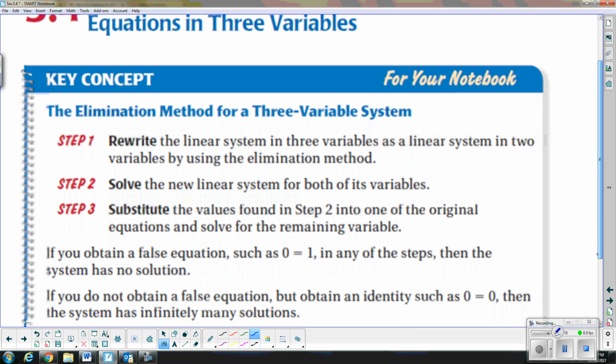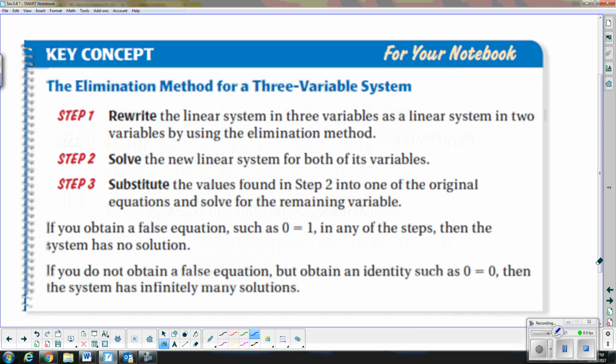Okay, if you look at this cutout, the key concept cutout, these are the steps that we're going to follow for solving a linear system with 3 variables. So our first step, and we'll do this every time whether we know that there's infinitely many or no solutions or one single solution, we want to rewrite the linear system in 3 variables as a linear system in 2 variables. It's going to be way easier to solve 2 variables than 3 variables. So our first step is to get rid of one of those variables. And we're going to do that using the elimination method.